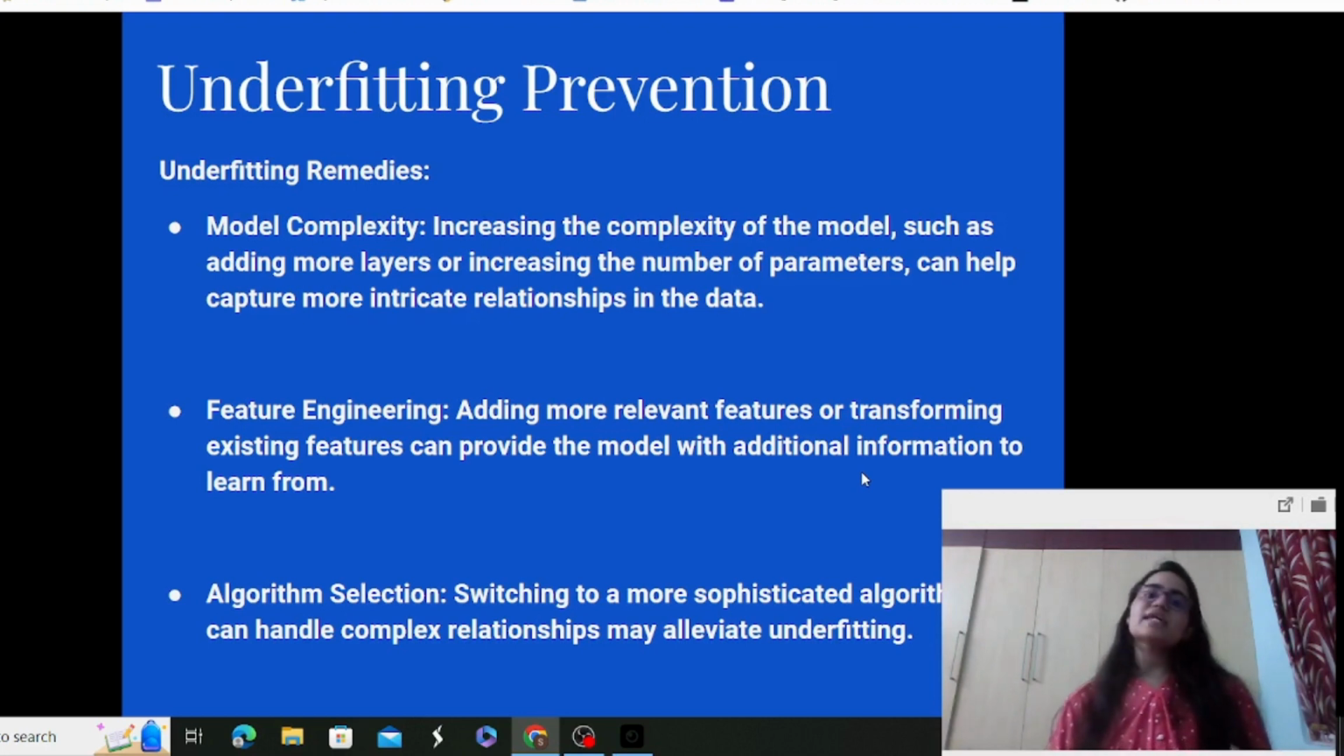Now, classification, again, it's not that you have to go blindly with the most advanced deep learning model. If you switch to some machine learning or deep learning model which is too complex for your data, that is where you will see overfitting happen. Switching to a more sophisticated algorithm can handle complex relations, so that is one of the ways to solve the underfitting problem.